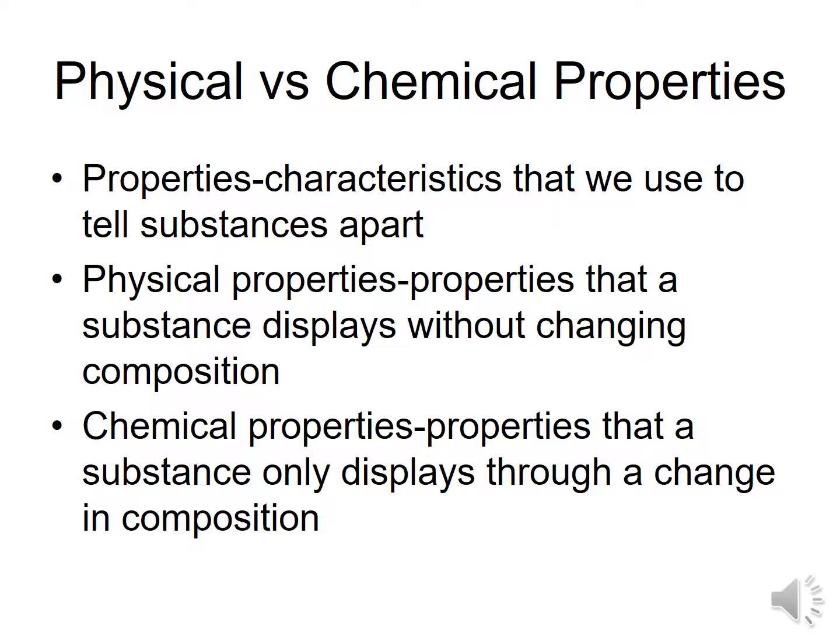There are also chemical properties, properties that you can only observe by changing the substance. For example, paper is flammable. Flammability is a chemical property. How can I tell paper is flammable? I have to burn the paper. Well, burning paper causes it to undergo a change in composition. So properties that are a description of how something chemically reacts are called chemical properties.